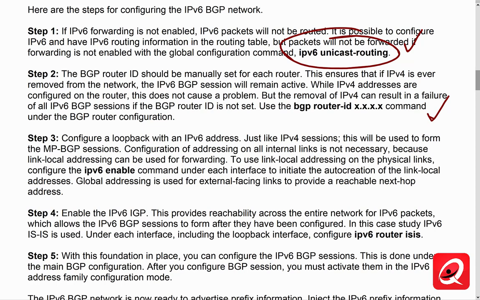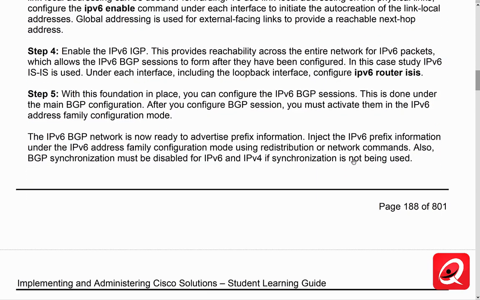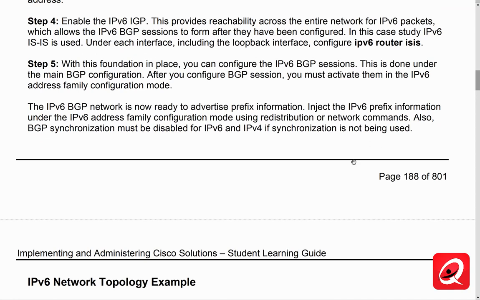Step number 4, enable the IPv6 IGP. In this case, it was ISIS that we're going to enable, and we use the IPv6 router ISIS command. Of course, we would have to go through and set up all of those settings as well. Configure ISIS for full functionality.